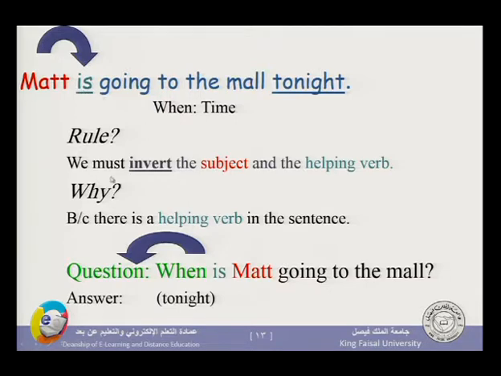So I can say, when is Matt going to the mall? Can I say that? Yes, when is Matt going to the mall? That's it. See, when, and instead of "Matt is," it's "is Matt." When is Matt going to the mall? The answer: tonight. All right?